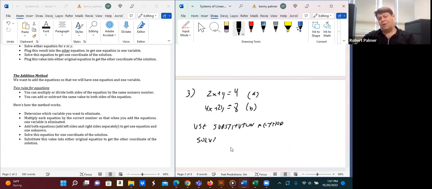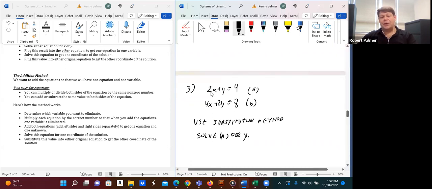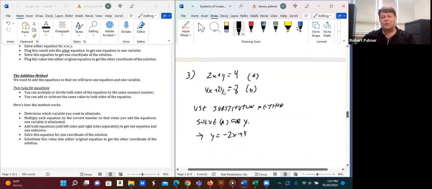I'm going to say solve equation A for y. Okay, and all I have to do to solve that for y is to subtract 2x on both sides. And so that will give me y is equal to negative 2x plus 4. Now, remember, once I do that, I plug this in for y, just replace y in the second equation with this. Always plug it back into the other equation. So I'll just say plug into equation B and solve.